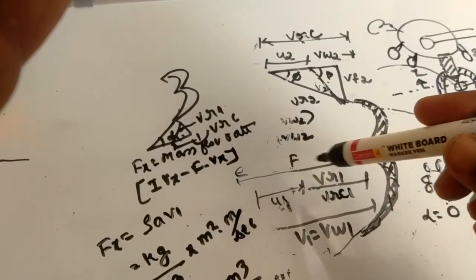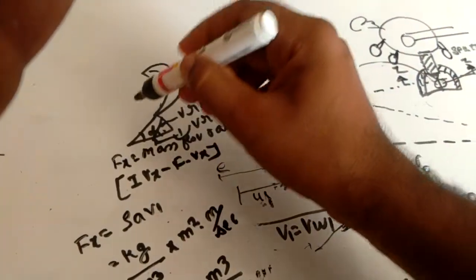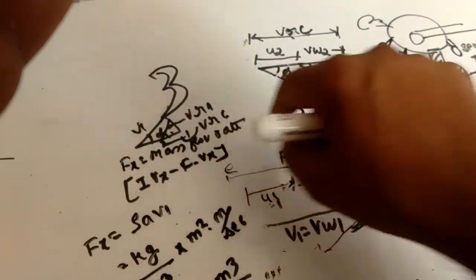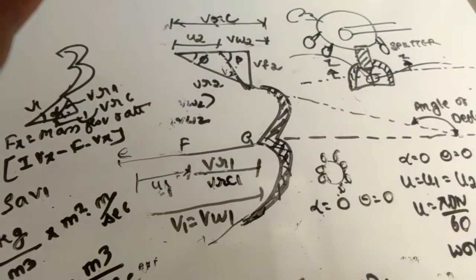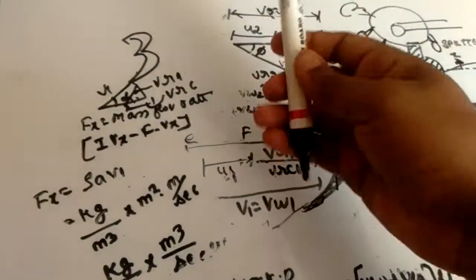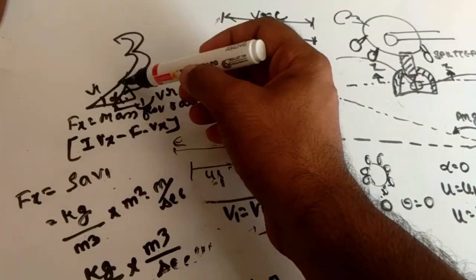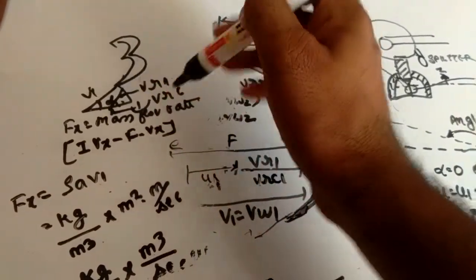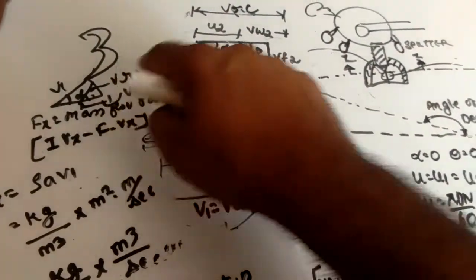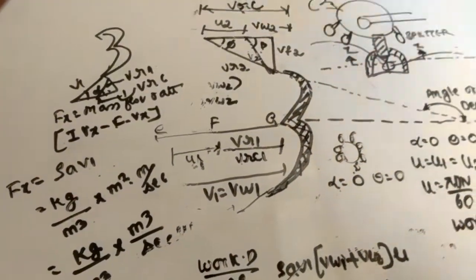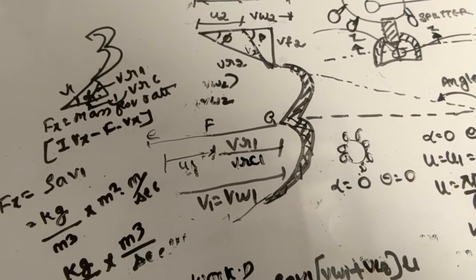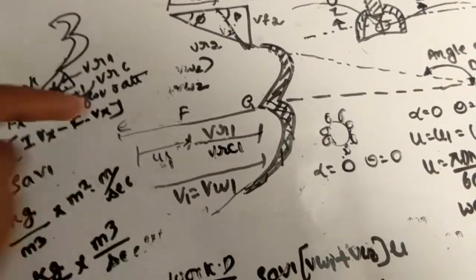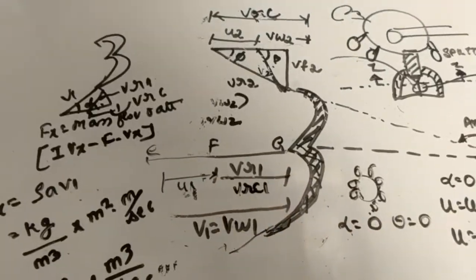Here V1 strikes in this inclined direction, so it has components. Here the jet strikes in the straight direction, so there is no component. When it strikes straight, there is no component, but when it acts in an inclined direction there are many components, Vrc1 and V1. Because the jet strikes in a straight direction here, there is no component. That is the difference.